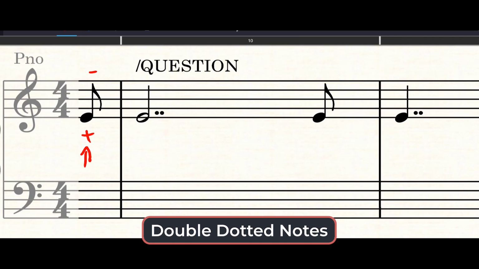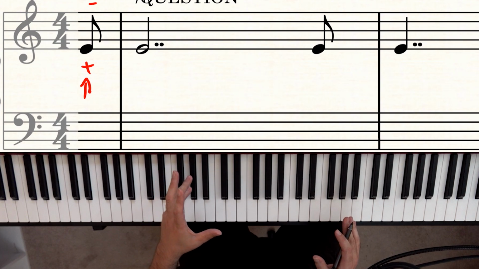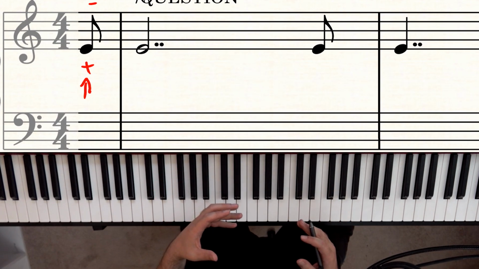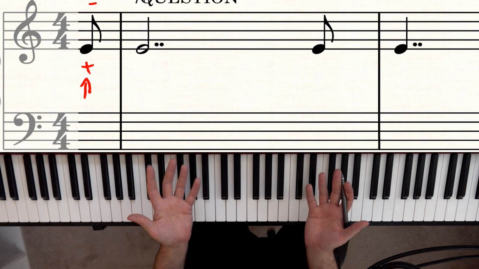Okay, we have the dreaded double dotted notes. These are my least favorite, mainly because I don't see them a lot and I always forget how to count them whenever they come up. So the main thing you always want to remember is that a dot adds half of the note's value back to itself. But what if you have 2 dots?